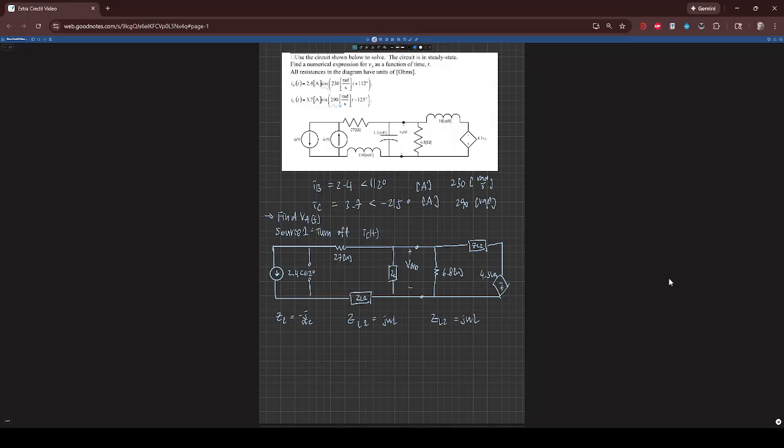And I'm going to solve this following circuit right here. Use the circuit shown below to solve. The circuit is in steady state. Find a numerical expression for VA as a function of time.